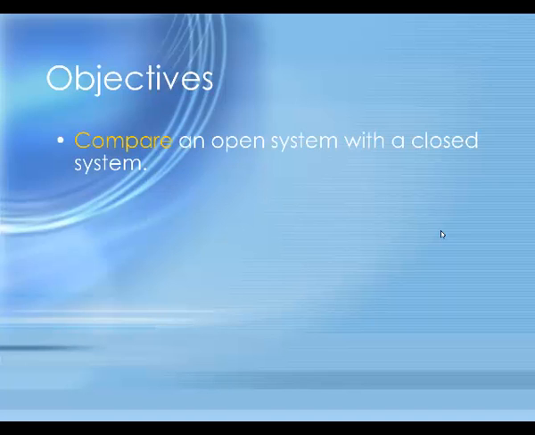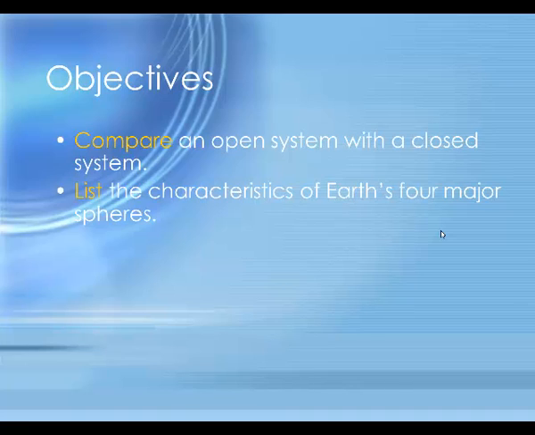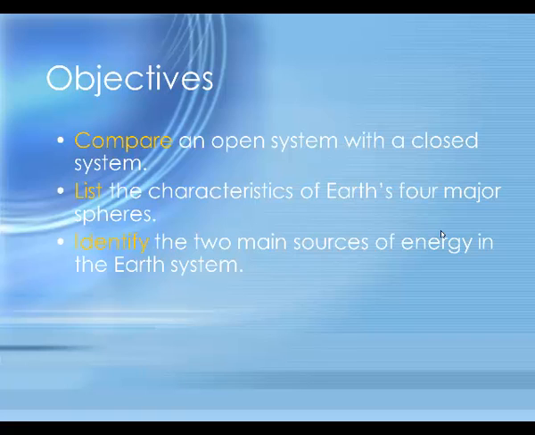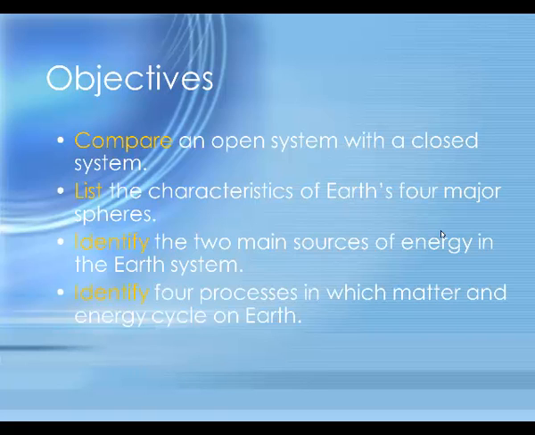Objectives. We're going to compare an open system to a closed system. We're going to list the characteristics of Earth's 4 major spheres. We'll identify the 2 main sources of energy in the Earth system. And we'll identify 4 processes in which matter and energy cycle on Earth.